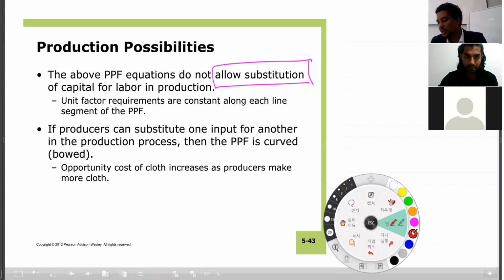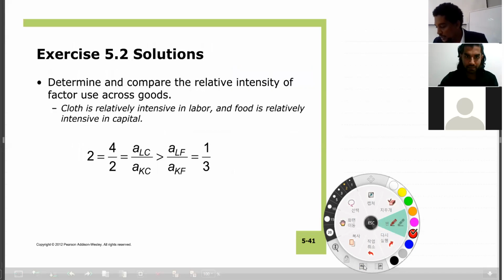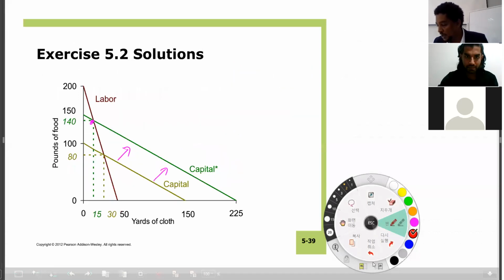Okay, so unit factor requirements are constant along each line segment of the production possibility frontier. Then if producers can substitute either capital or land for another in the production process, then the PPF is curved or bowed. Okay, so as I've said here, when we see the graph of the production possibility frontier, for example here, it is not curved, it doesn't have a constant slope.